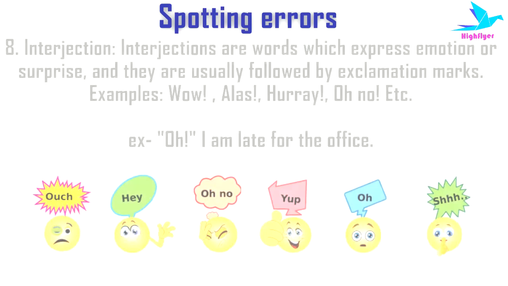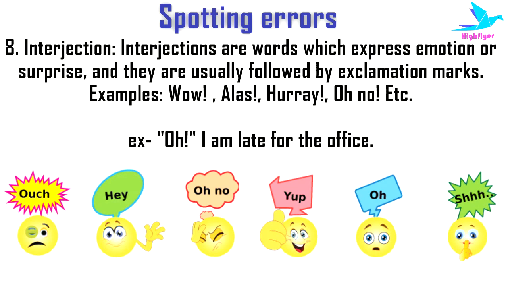Then comes interjection. Interjections are words which express emotion or surprise, and they are usually followed by exclamation marks. For example: wow, alas, hooray, oh, no, etc. A sentence as an example: Oh, I am late at the office.